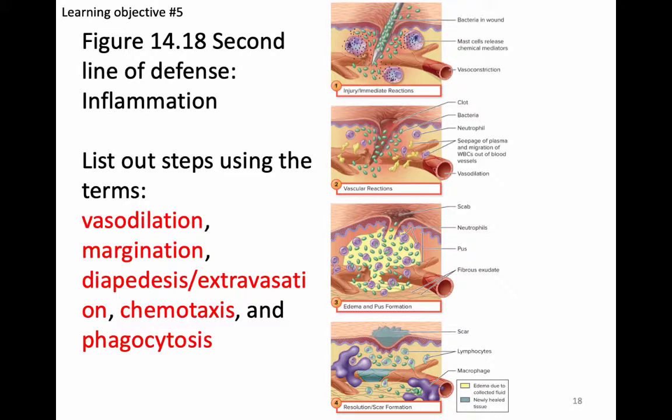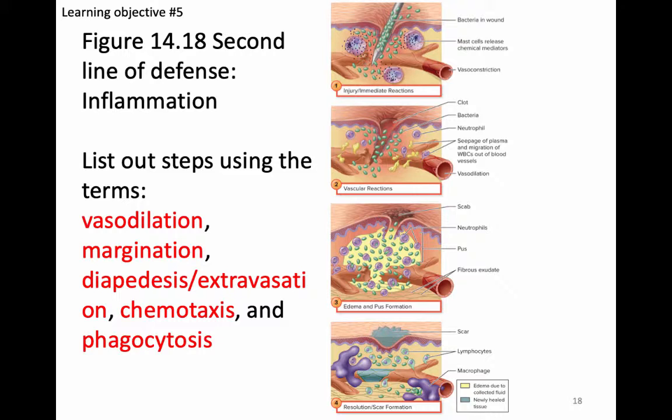Another part of the second line of defense is inflammation. This is shown in figure 14.18 from your book. We have in step 1 an injury, which introduces bacteria into the host. We have in step 2 the vascular reactions, which we can discuss in more detail with the words listed in red. In the vascular reactions, we have an initial constriction of the vessels until the wound is closed off to prevent loss of blood.